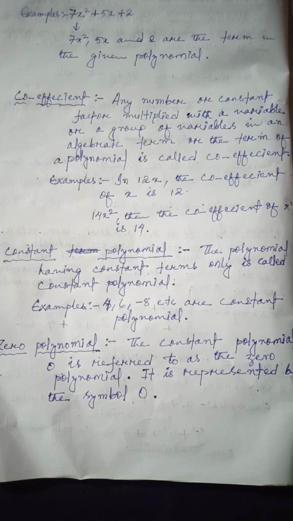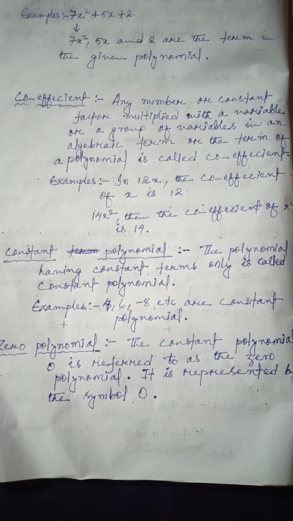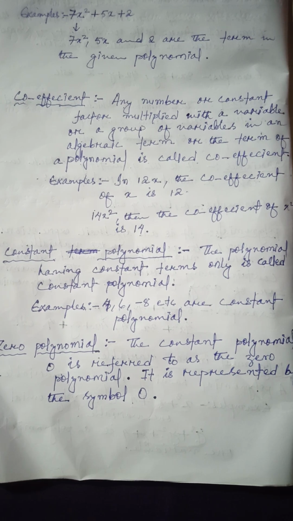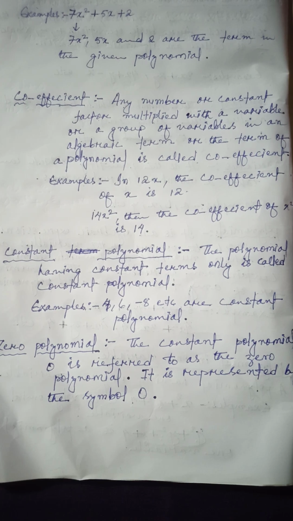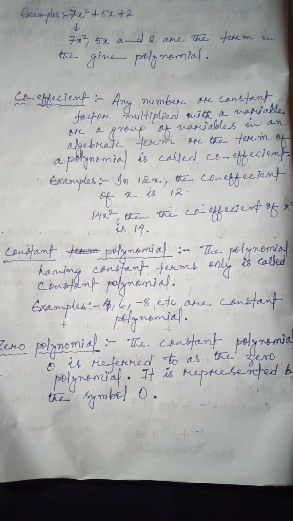Examples given to us are 4, 6, minus 8, etc. These are constant polynomials. Let us recall once more: those polynomials which have only a constant term and no other term in them, we call a constant polynomial. Examples of constant polynomials are 4, 6, minus 8 and many more. All these come under constant polynomial. Okay.